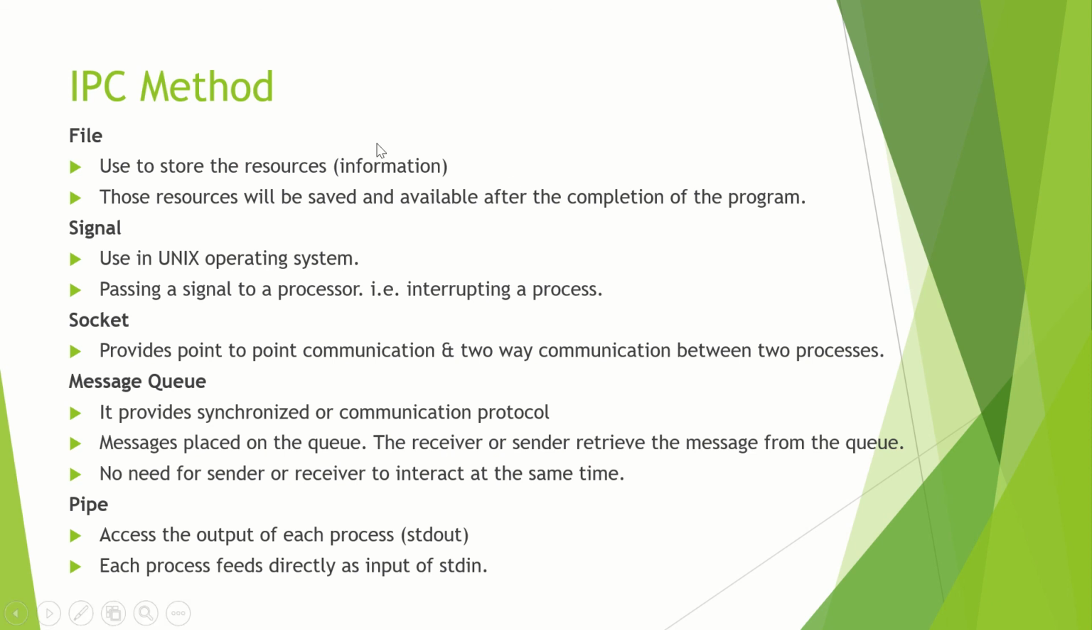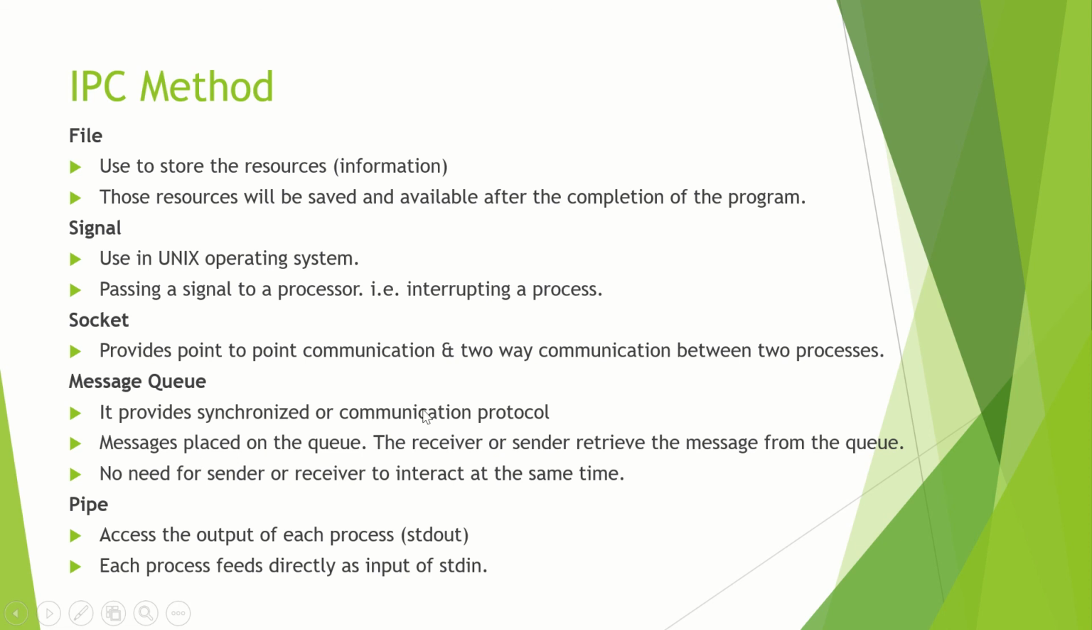So what are the IPC methods? File: used to store resources or information. Those resources will be saved and can be read after the completion of the program. Signal: used in the Unix operating system, passing a signal to a process or interrupting a process. Socket: provides point-to-point, two-way communication between two processes. So a socket is actually a link.